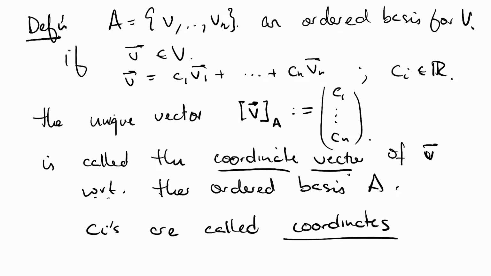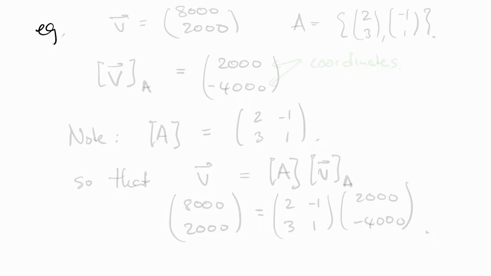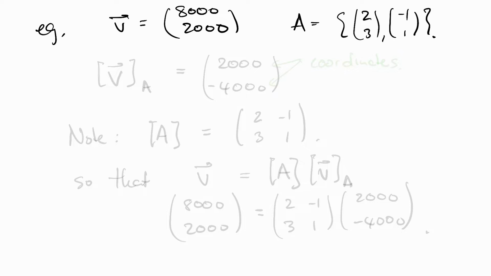Let's do a brief example. Say V is the vector (8,000, 2,000). And A is the basis made up of the vectors (2, 3) and (-1, 1). V sub A, the coordinate vector of V with respect to A, is (2,000, -4,000). And the entries of the coordinate vector are called coordinates.